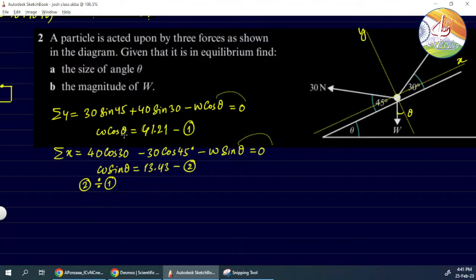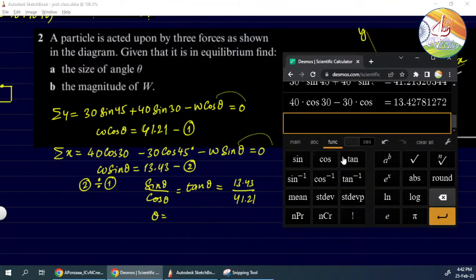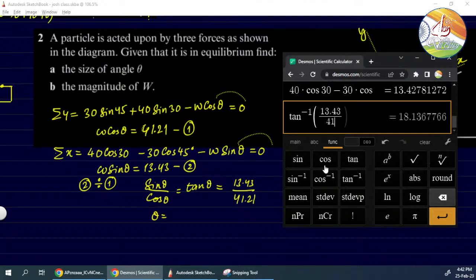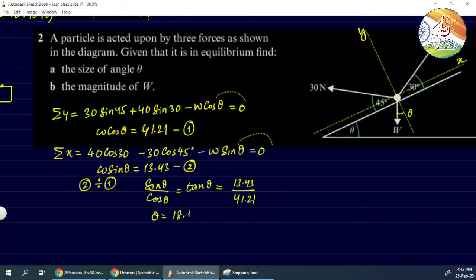So this time let's do equation 2 divided by equation 1, because we want tan theta, no? Yes. So W gets cancelled, we get sine theta by cos theta, that's nothing but tan theta. This is on the left side. On the right side we get 13.43 divided by 41.21. So theta will be tan inverse of this. What do we get? So tan inverse 13.43 divided by 41.21, that's 18.05 degrees. Yes.